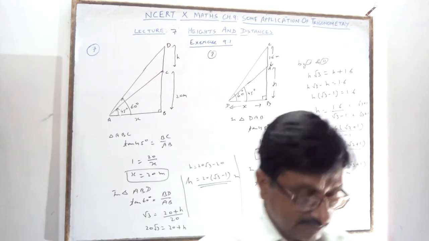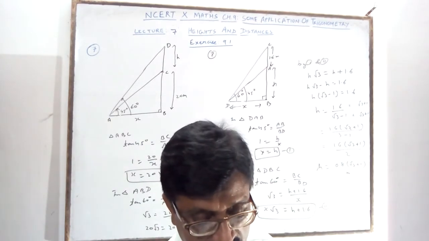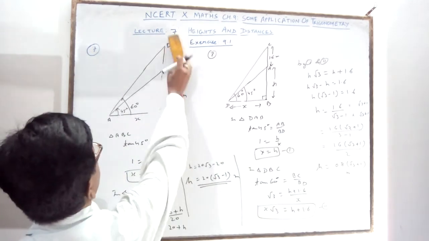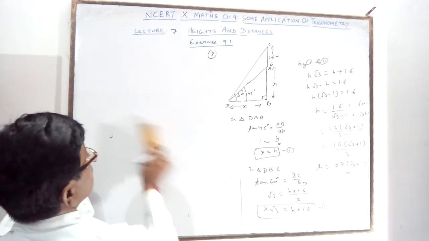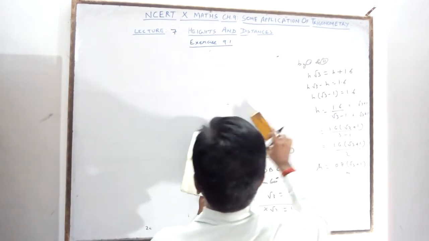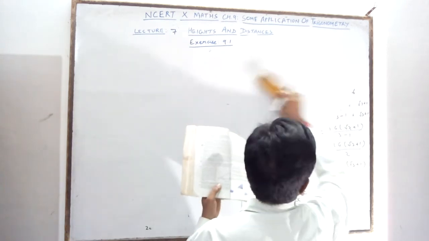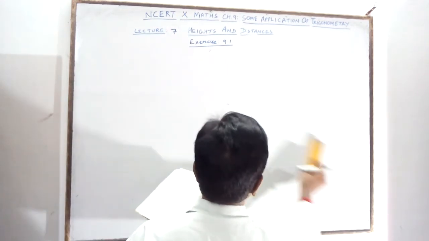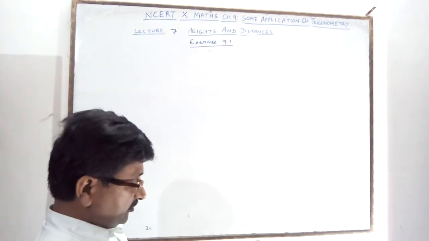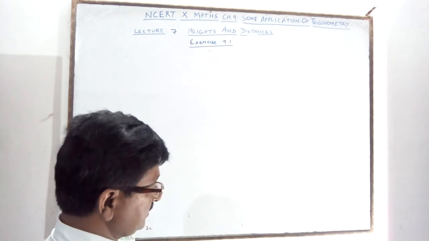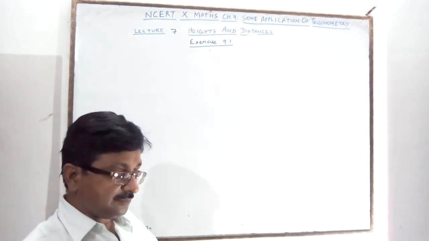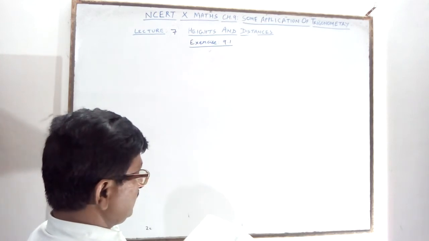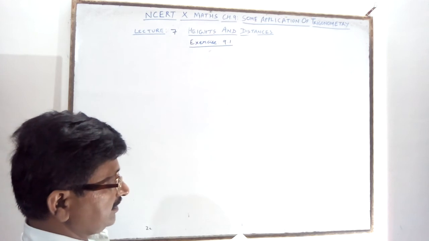Question number 8 is over. Question number 9: the angle of elevation of the top of a building from the foot of a tower is 30 degree, and the angle of elevation of the top of the tower from the foot of the building is 60 degree. If the tower is 50 meter high, then find the height of the building.